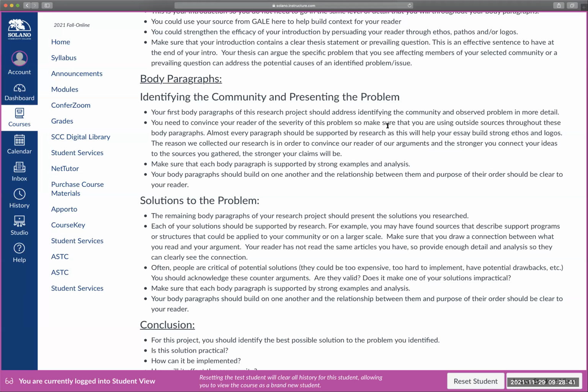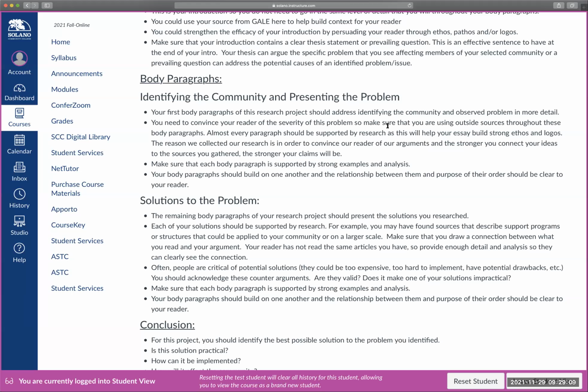These are the remaining body paragraphs of your essay. And again, this is going to be more than one body paragraph to show the solutions to this problem. Each of the solutions should be supported by research, right? So this is important again. It's not, here's what I think we should do. It's, here's what I think should be done based off of the research that I found, based off of this article, based off of this example.